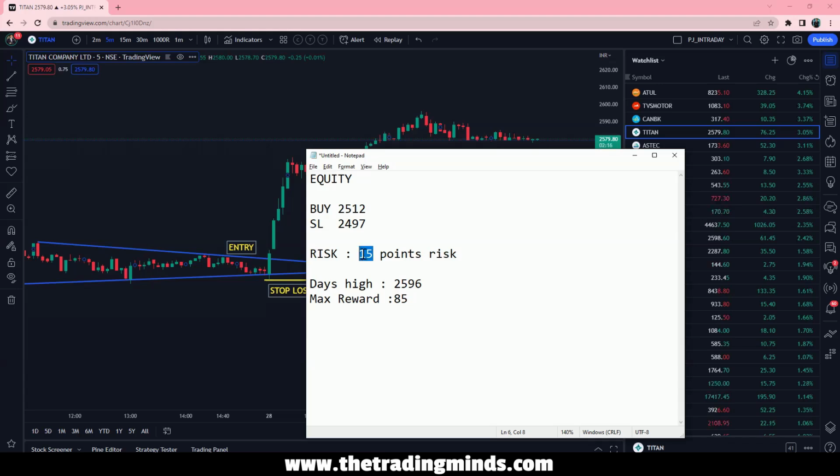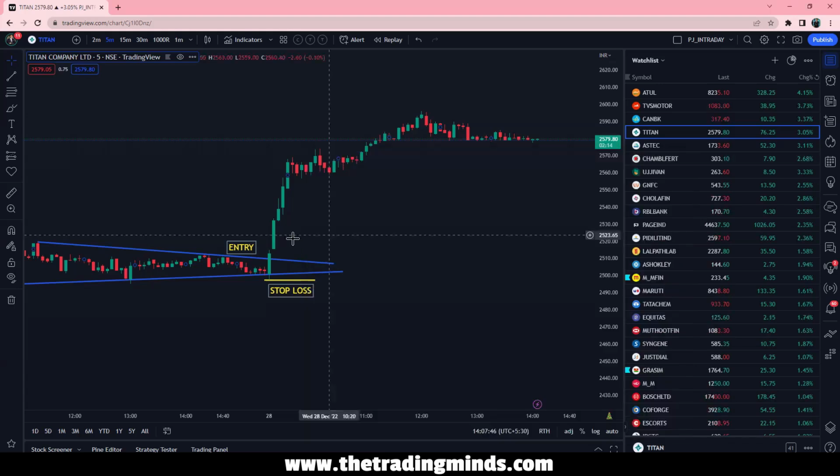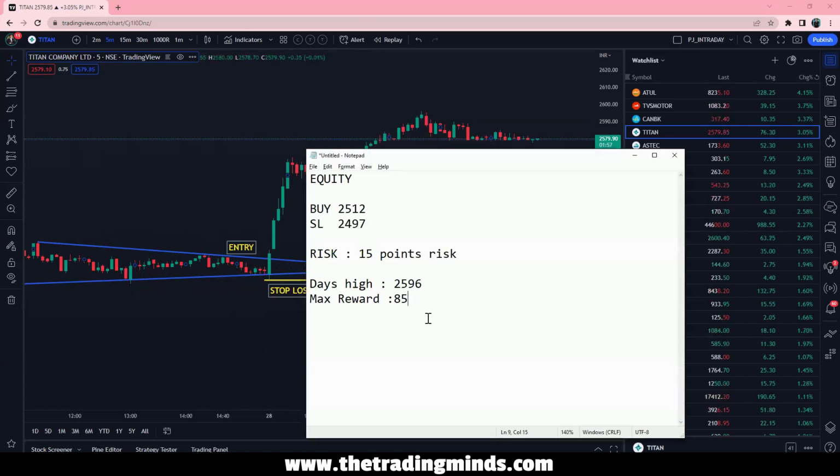So the minimum risk is at least 15 points you need to take, right? In the next 5 minutes itself, you got the profit already. This much is the risk, this much is my reward, easy. A 1:1 target would easily have been achieved. And if you want more target, 4 times, 5 times, profits are also coming for you. Now, this is how you trade in equity.